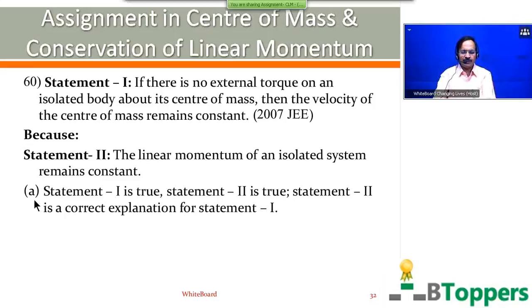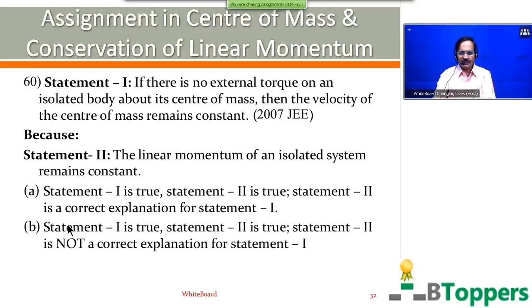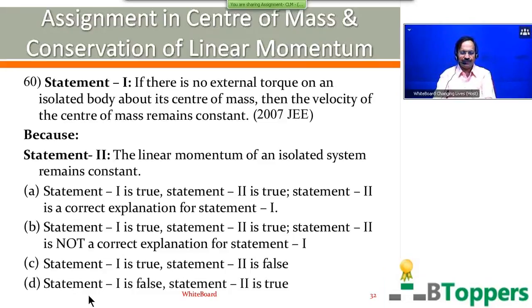You have to mark option A as your answer if statement 1 is true, statement 2 is also true, and statement 2 is the correct explanation for statement 1. You have to mark your answer as B if statement 1 is true, statement 2 is true, but statement 2 is not a correct explanation for statement 1. You have to mark your answer as C if statement 1 is true and statement 2 is false. You have to mark your answer as D if statement 1 is false and statement 2 is true.